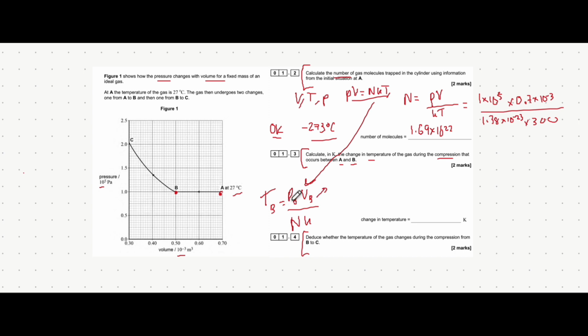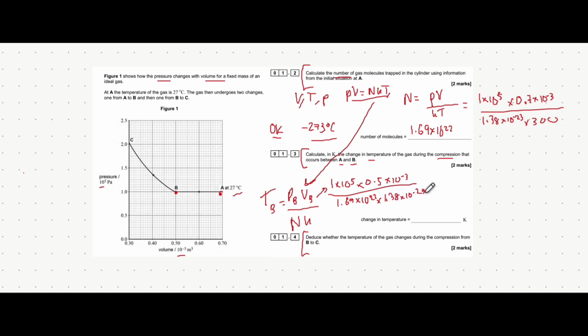Now, in this case, the pressure at B is 1 times 10 to the power of 5 again. The volume at B is what's different, and that's 0.5 multiplied by 10 to the minus 3, all divided by the number of gas molecules, which is the same as the number that we found just previously, 1.69 times 10 to the power of 22. And multiply into that the Boltzmann's constant, which is 1.38 times 10 to the power of minus 23.